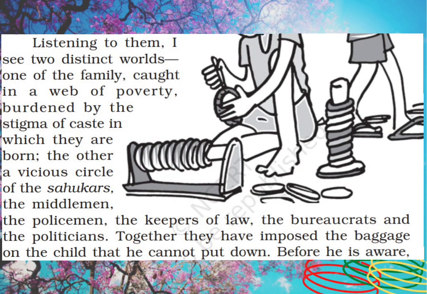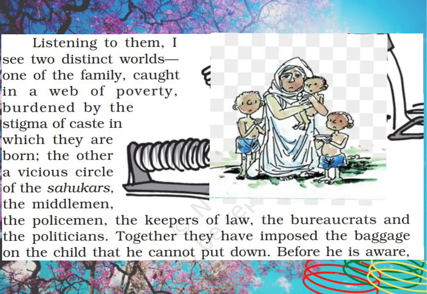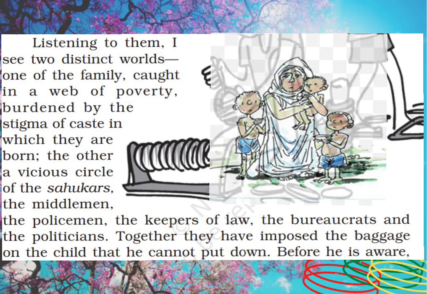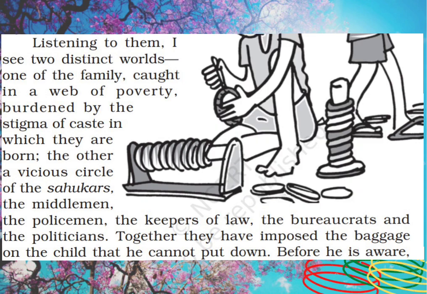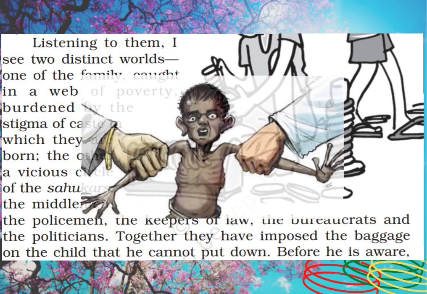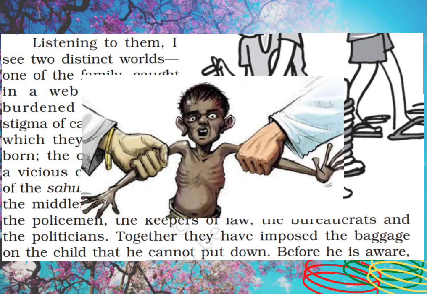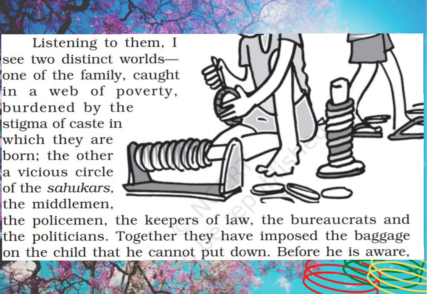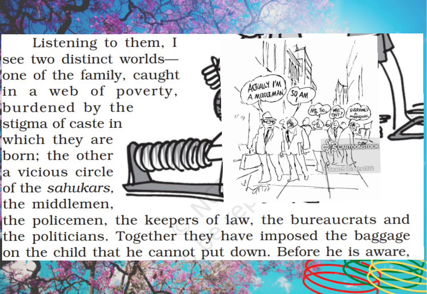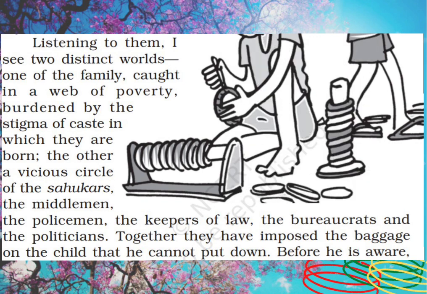The author observes two distinct worlds. One, of the families caught in poverty and hunger, burdened with the stigma of caste, social customs and traditions, which force them to remain poor, uneducated, and hungry. On the other side, the vicious circle of the greedy money lenders, the middlemen, the policemen, the keepers of law, the bureaucrats, and the politicians. Together, they have imposed a heavy burden on them. They can't put it down so easily.